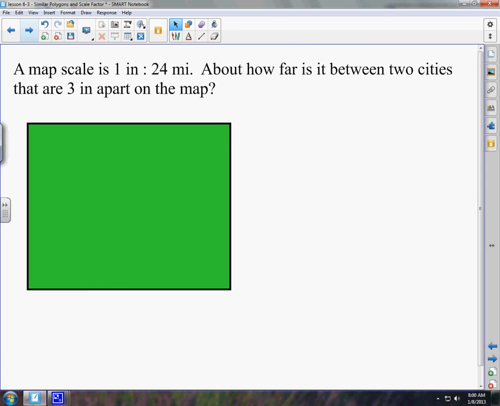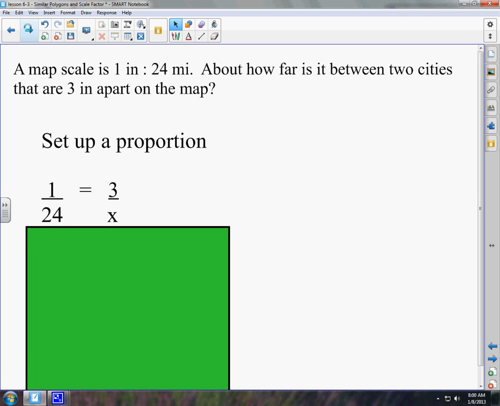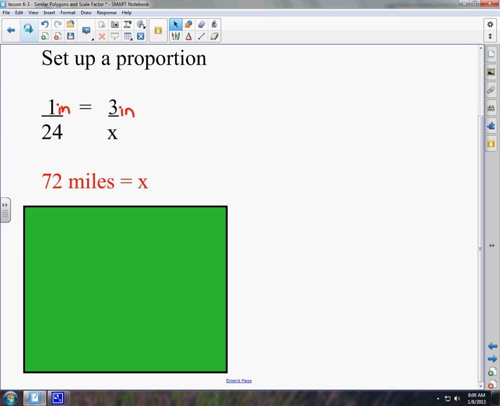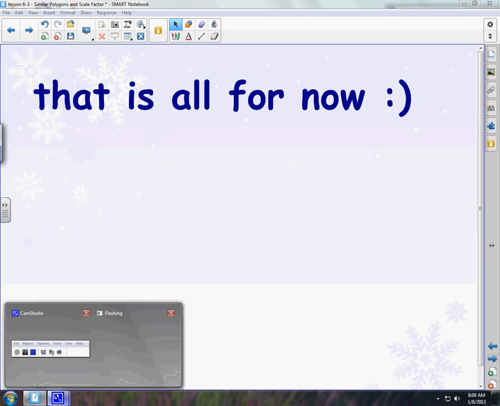Okay, so try this one. A map scale is 1 inch equals 24 miles. About how far is it between two cities that are 3 inches apart on the map? So try this problem and then we'll go over it. Okay, so first you need to set up a proportion. So 1 over 24 equals 3 over X, and make sure you have the inches. See, 1 inch is on top and 3 inches is on top. The inches are both on top, and then the miles will both be on the bottom. So then you get 72 miles. 1X equals 72. All right, that is it for your notes.